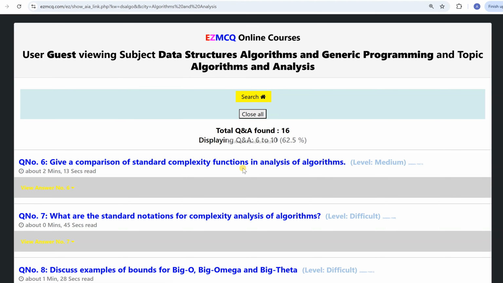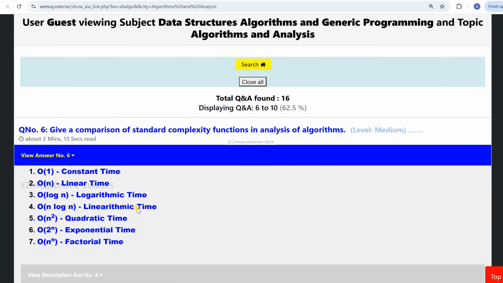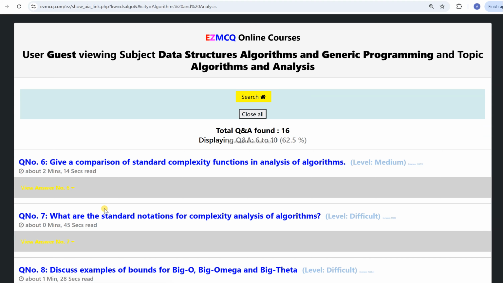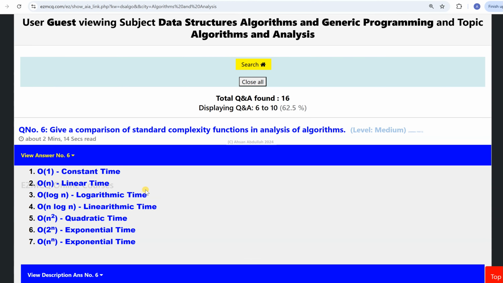So we look at the standard complexity functions. Of course, there can be others also. So these are the standard ones. So let's look at the answer to this question. So we have different types of standard complexity functions.